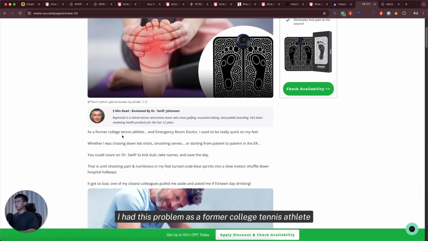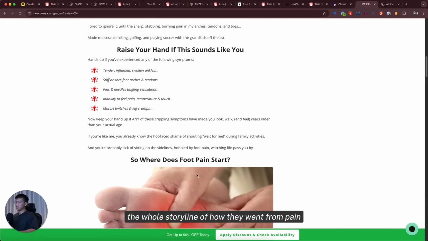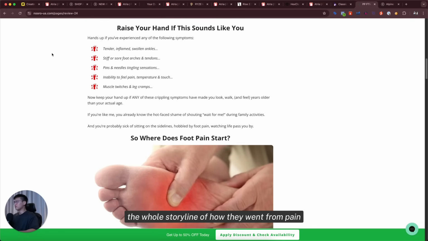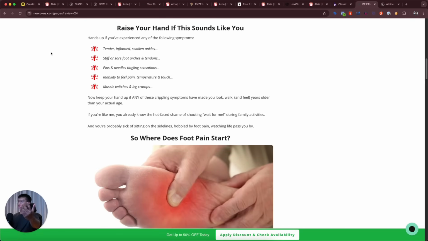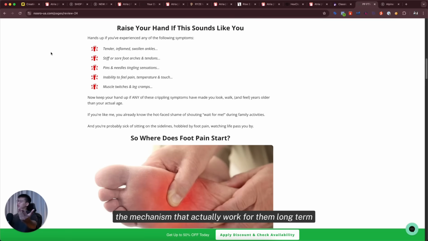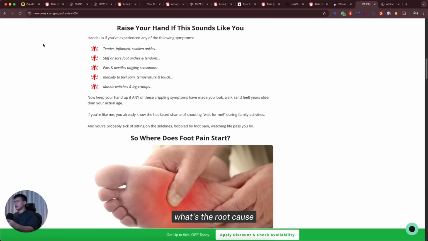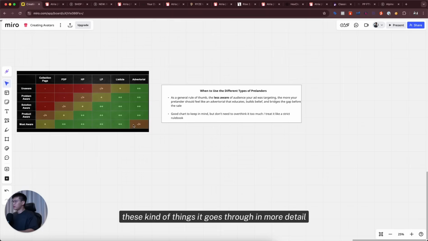Oh, this was me. I had this problem as a former college tennis athlete, whatever. It goes through the whole storyline of how they went from pain, they figured out their pain, found the solution, the mechanism that actually worked for them long term, what's the root cause. These kinds of things, it goes through in more detail. That's why you need an editorial. If someone doesn't even know they have a problem, and you send them to the product page, they're not going to have a clue of how this helps them. So usually unaware, problem aware is where an editorial really shines.